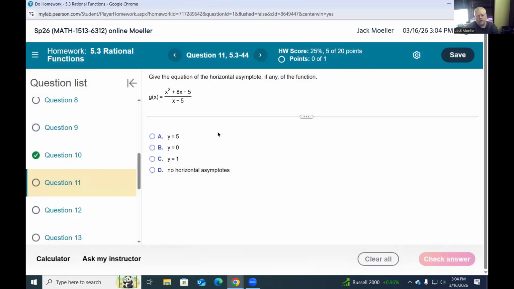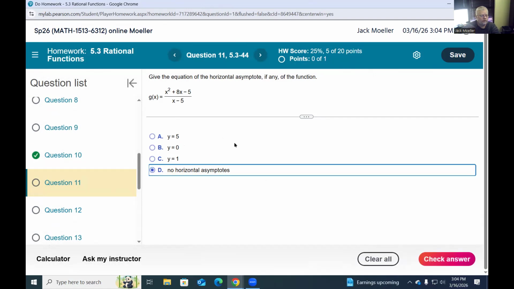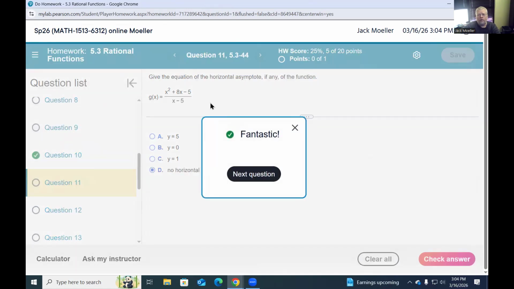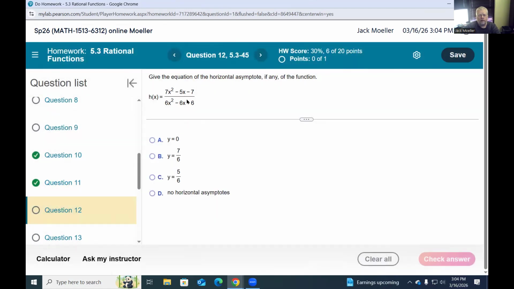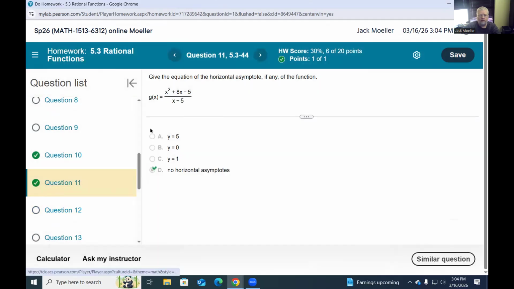Okay, this one, degree of the top is 2, degree of the bottom is 1, so the degree of the top is larger. So if the degree of the top is larger, what do we do? Well, if the degree of the top is larger, there's no horizontal asymptote. That gives us one of those slant or obliques. And again, remember, when in doubt, go in and plot it and see what you get. You would definitely, on number 11, see a slanted line. That'd be y equals x again.